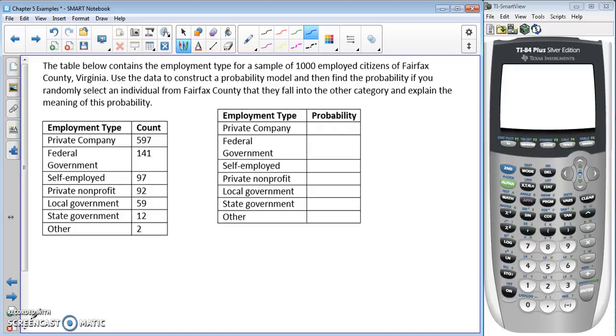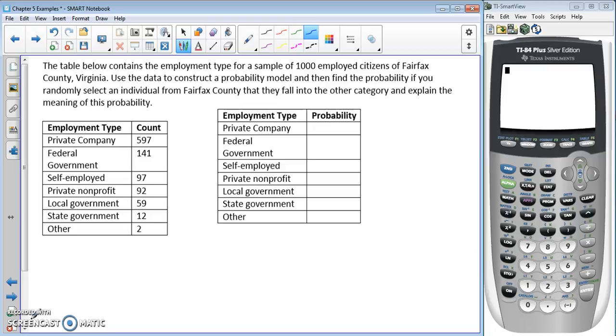So we can go back and connect chapter 2 to chapter 5 here, looking at a table that has a frequency distribution. Here we have a table below that contains the employment type for a sample of 1,000 employed citizens of Fairfax County, Virginia. We're going to use the table to construct a probability model and then find the probability, if you randomly select an individual from Fairfax County, that they would fall into the other category, and then explain the meaning of this probability.